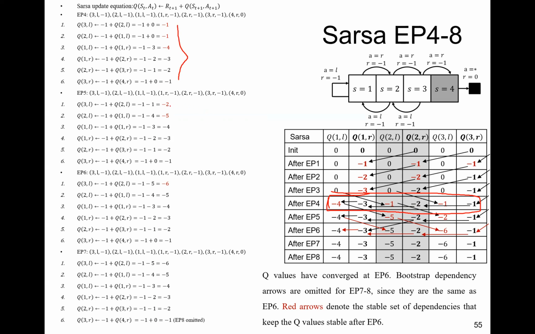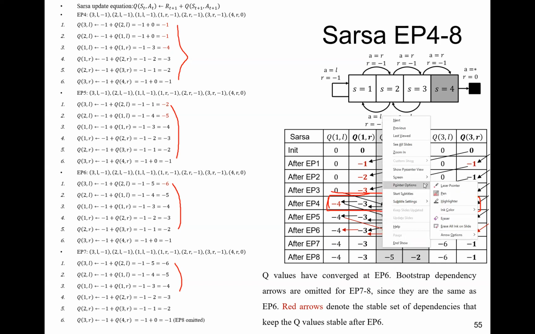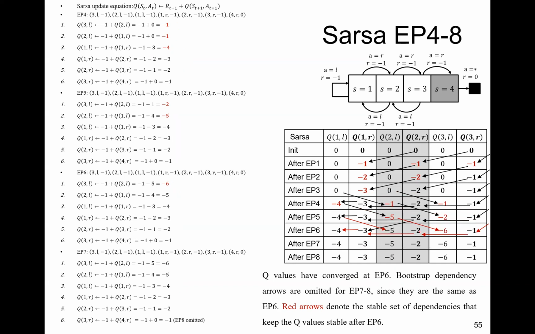So episode 5, the update sequence is the same, but the values change, and so on. After episode 8, the values have converged. Now you can see the sequence of red arrows indicates a stable set of dependencies that keep the Q values stable after episode 6.